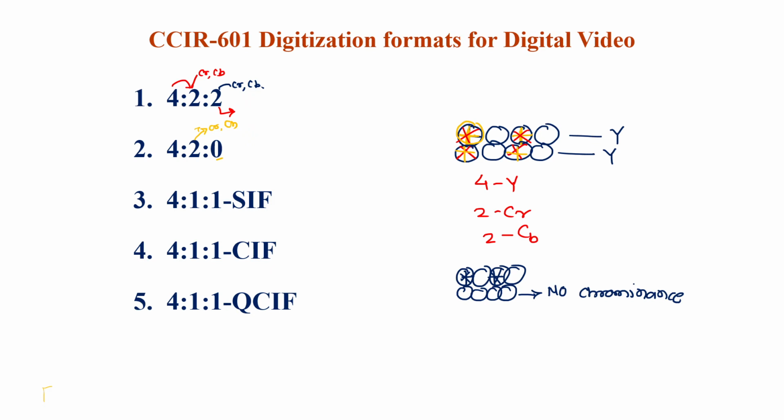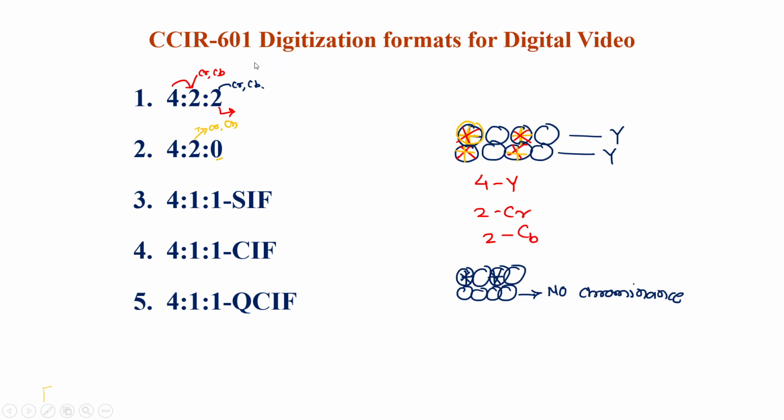So in this way, you're going to reduce the bandwidth, and you are going to get the reduction in the bit rate. See, you're going to use 4 samples of luminance, 2 samples of chrominance. Here you can see 4 samples of luminance, 2 samples of chrominance, but not on each line. On the alternate lines, you'll get that one.